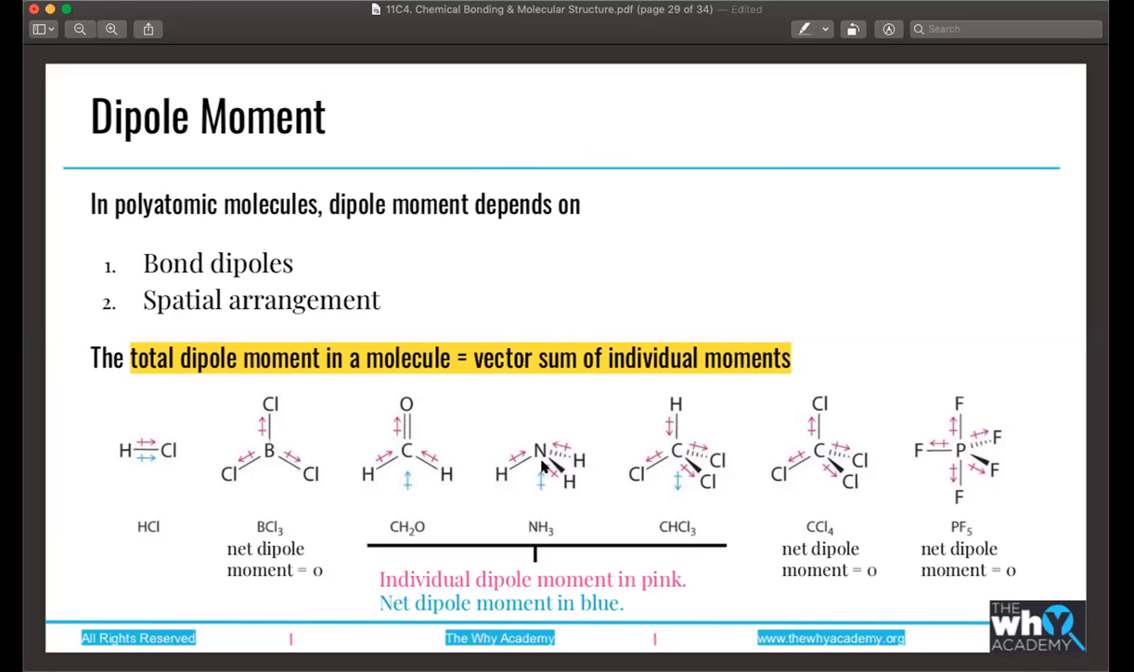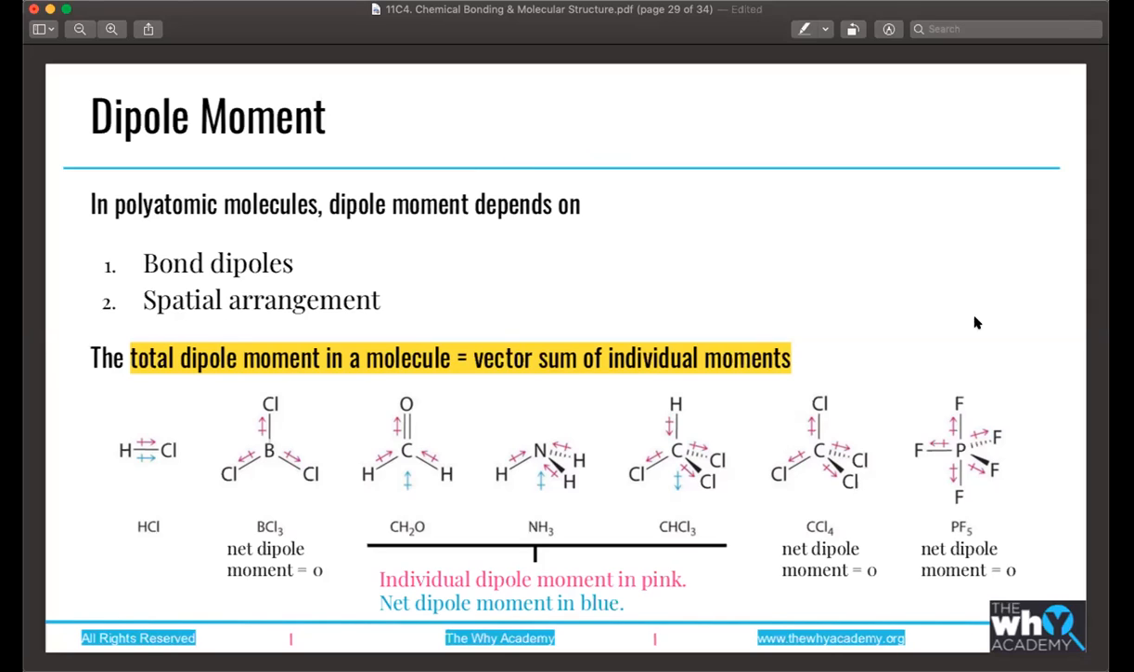Ammonia again has a pyramidal shape, so the net is going to be roughly in the upward direction. CHCl3 we just discussed. CCl4 again, because the individual values are all equal, they cancel and the net is 0. PF5 is also a symmetrical compound. The bottom 3 add up to 0, and the top and bottom also add up to 0. Okay. So this is how you figure out the polarity of any molecule.